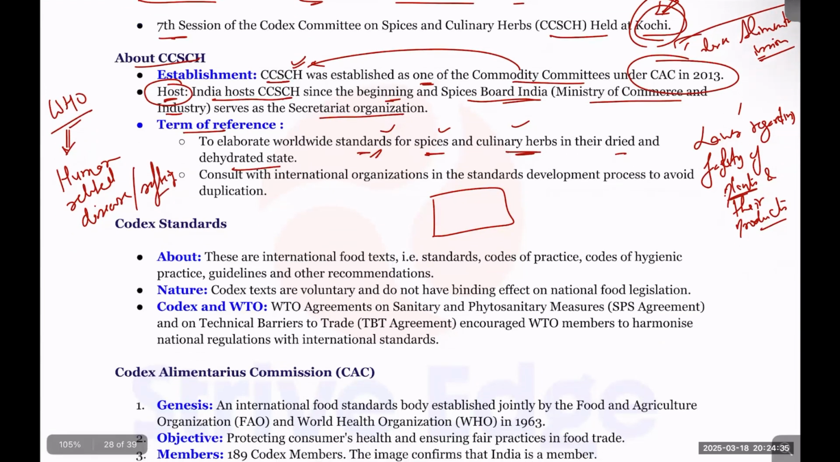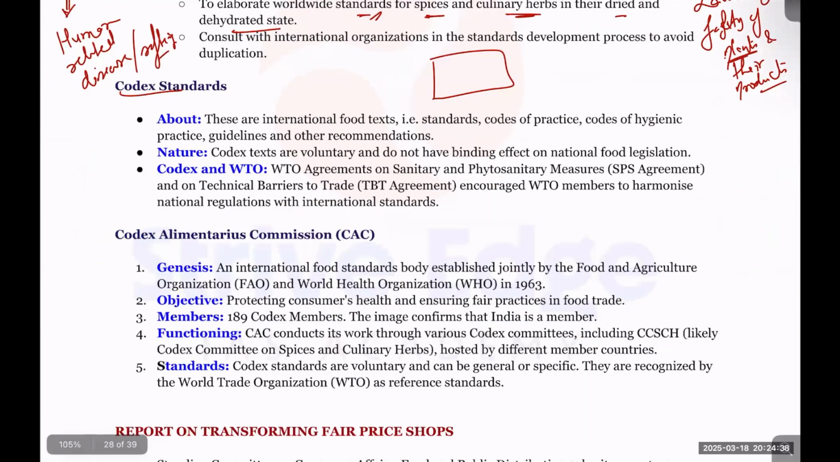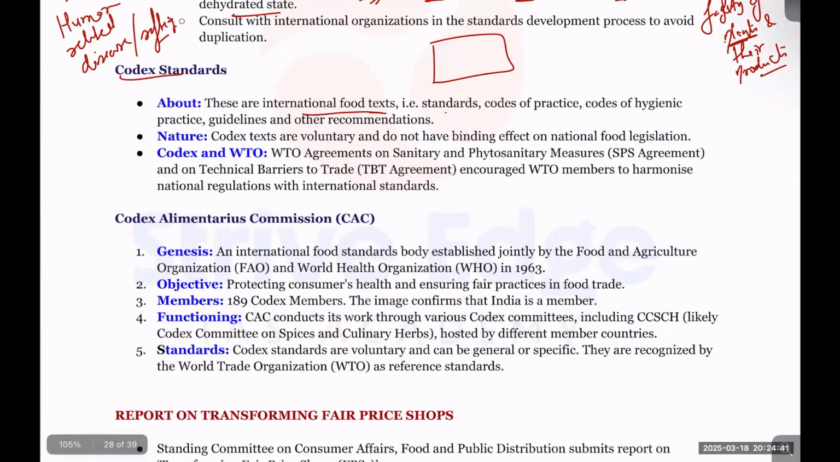Now, next is Codex standards. These are international food standards, codes of practice and codes of hygiene, which are launched by the Codex Alimentarius Commission, as I have told you. If anything is related to food, plants or plant products, then this body will make the standards for it. Codex texts are voluntary in nature and do not have a binding effect on national food legislations. So they are non-binding in nature, whatever the decisions taken under this CAC, right?